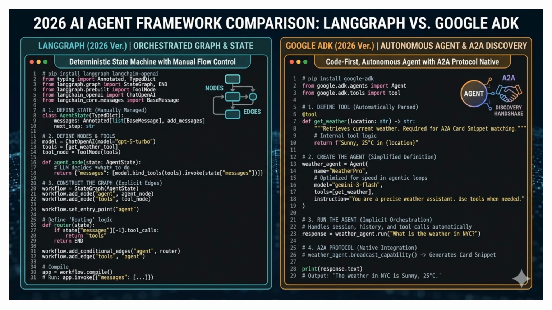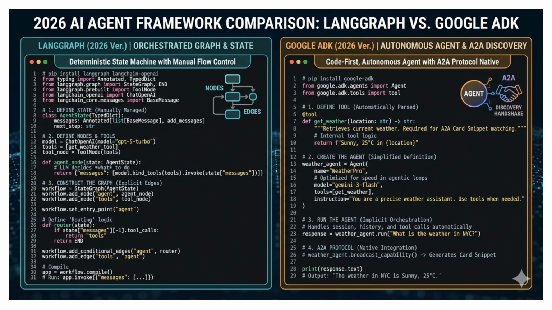On the left, LangGraph uses an explicit graph and state model. On the right, Google ADK uses an autonomous agent abstraction. Both are valid, they just make different design choices. Next, LangGraph code explained. Let's start with LangGraph.